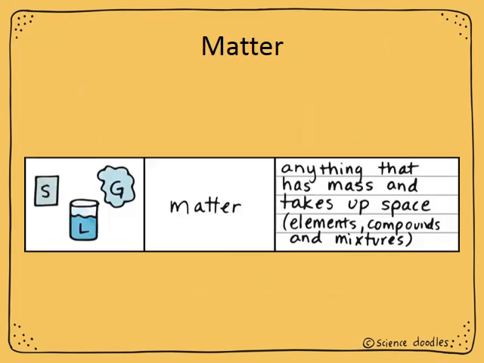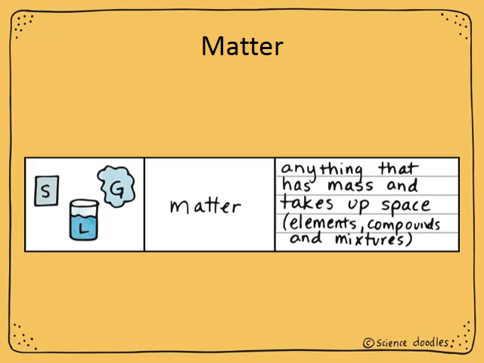Matter is anything that has mass and takes up space, so that can include elements, compounds, and mixtures. And then if you look at the illustration, it's showing us the 3 phases of matter, which are solid, liquid, and gas. And remember from primary school, they change from one phase to another when you add heat to them.